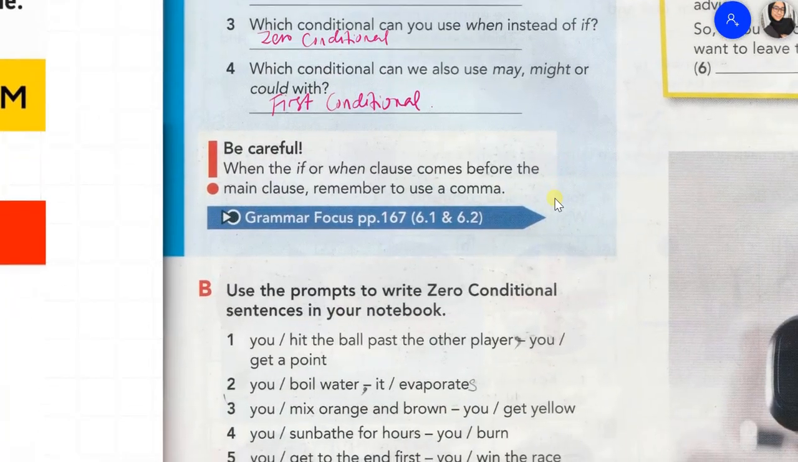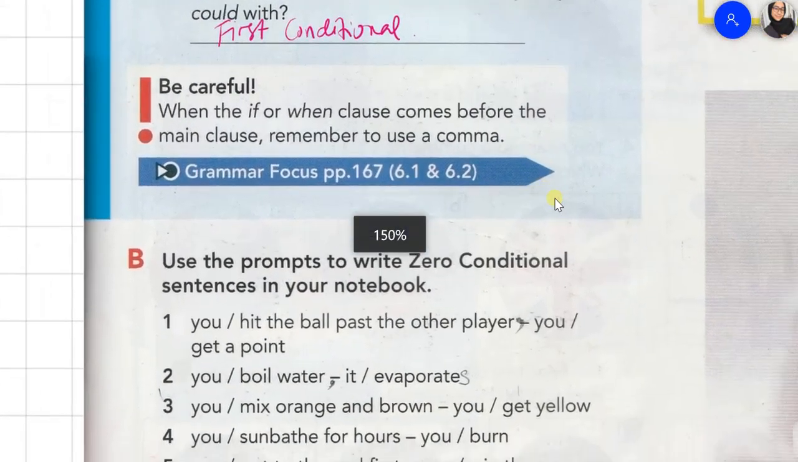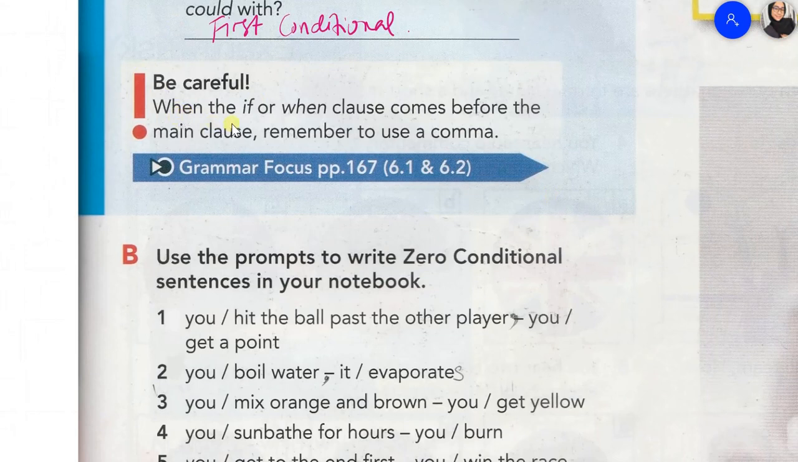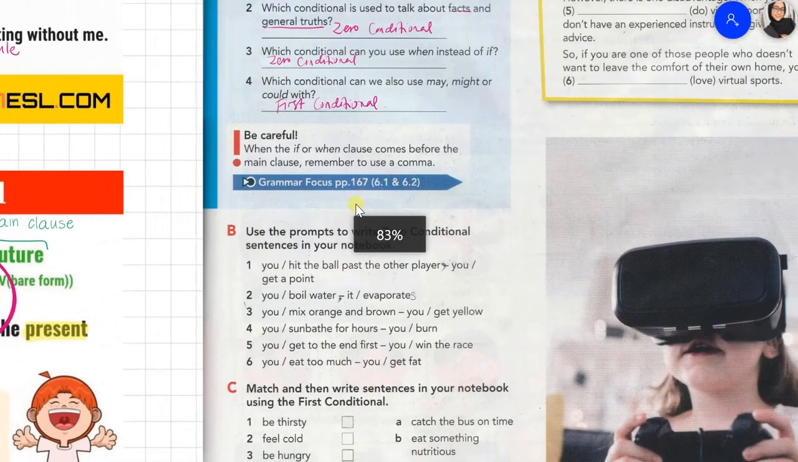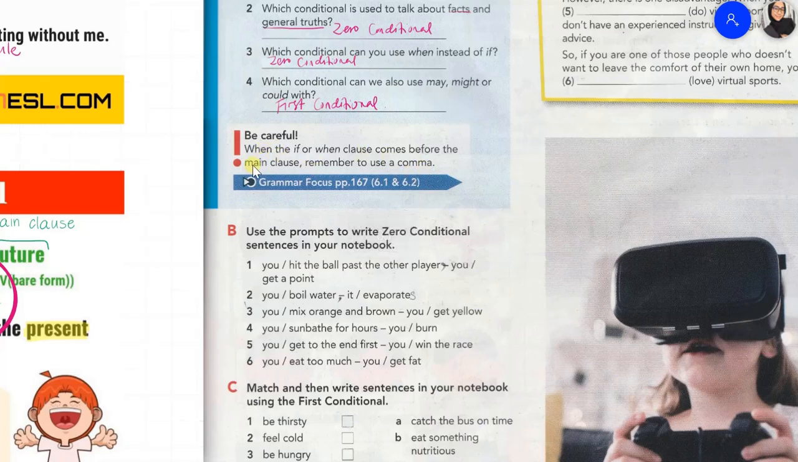Now, okay, let's read the warning here. Be careful. When the if or when clause comes before the main clause, right? Remember to use comma. This is also a conditional sentence. Do you notice that? When the if or when clause. So this is zero conditional or first conditional? We use when, so it is a zero conditional. It also talks about the rules.